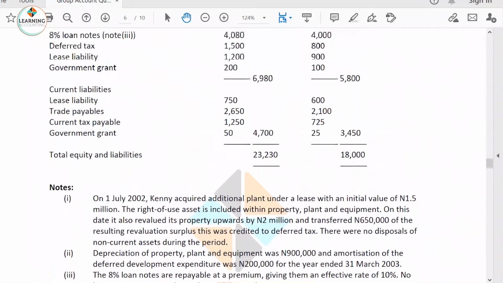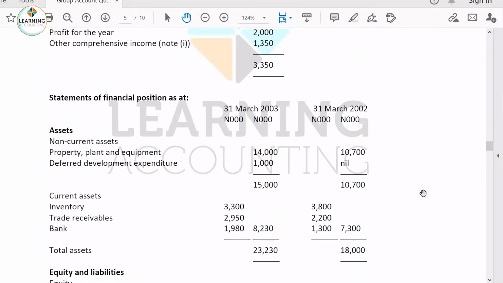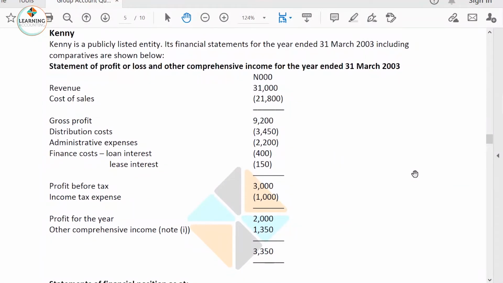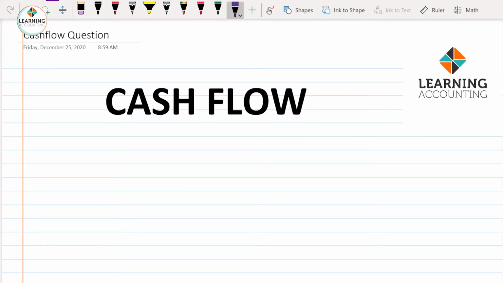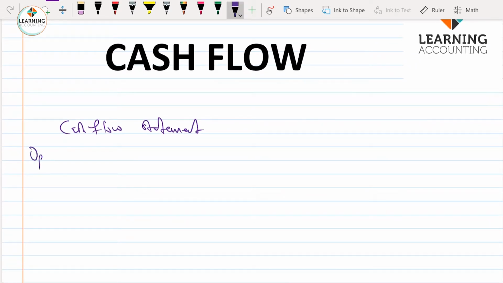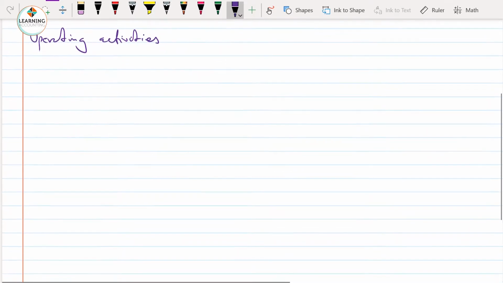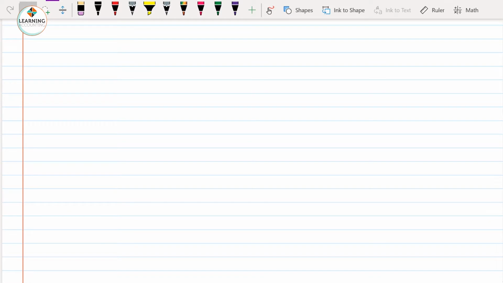So what do we do when it comes to a cash flow question? In my opinion, for a cash flow question, I always prefer students start with the profit before tax, because we are dealing with the indirect method. So here we have our cash flow statement. Of course, I'm not putting the complete heading the way it's supposed to be. We have the operating activities. I'm going to give some adequate space because I know I'll need it.